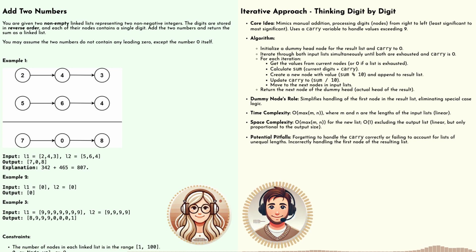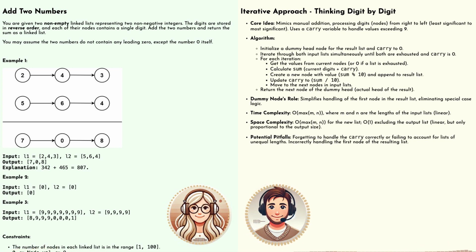So we start at the heads of both linked lists, add those digits, and if the sum is 10 or greater, we carry over a 1 to the next pair of digits. You're on the right track. And remember, each time we add a pair of digits, we create a new node in a result list to store that sum. Okay, got it.